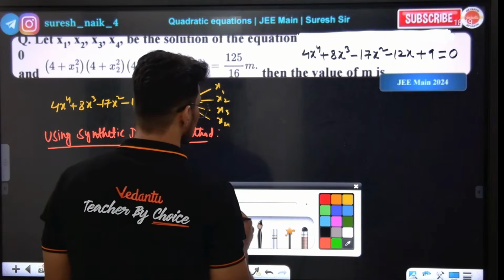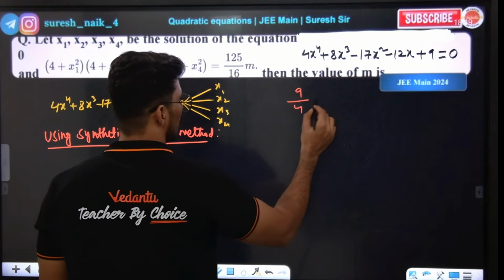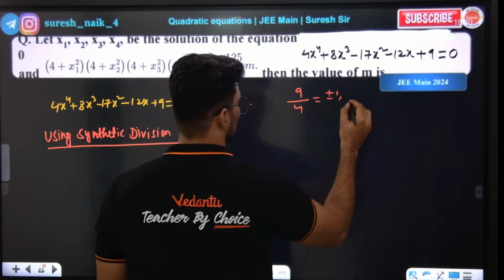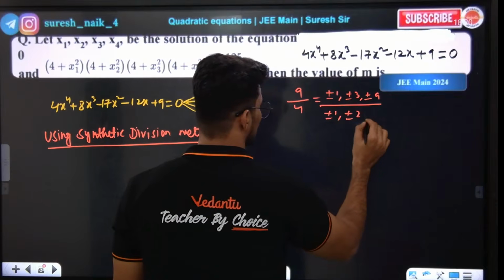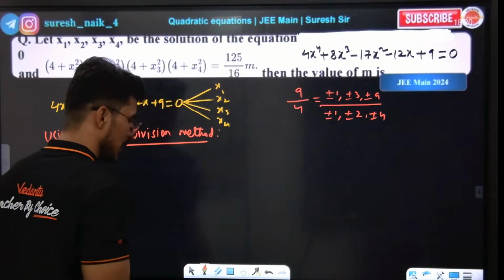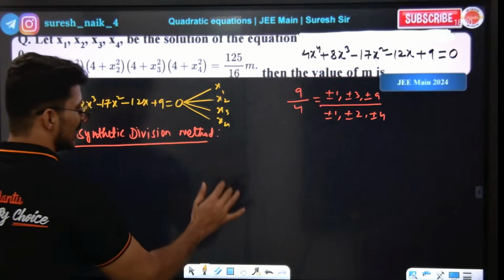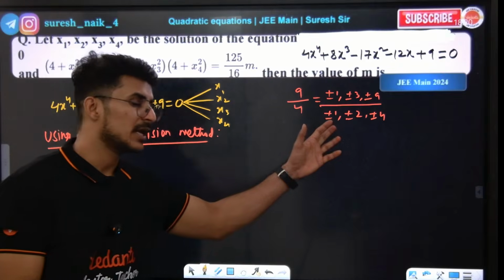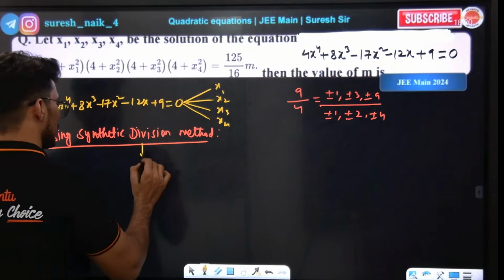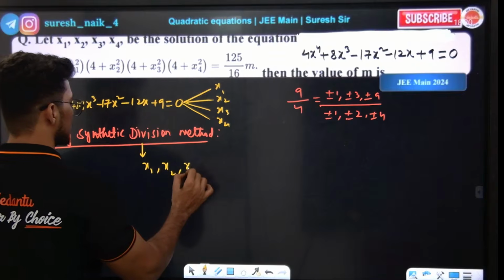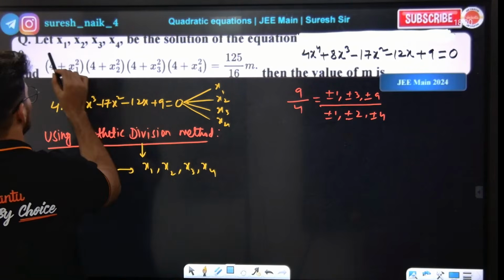What are they பாரு? First, the constant is 9. Leading coefficient is 4. Write the factors of these: plus or minus 1, plus or minus 3, plus or minus 9, divided by plus or minus 1, plus or minus 2, plus or minus 4. You take the possibilities and by trial and error method find out the first root. By using synthetic division method, you need to find out x1, x2, x3, x4. இது find out பண்ணீங்க substitute பண்ணி you need to compare with this, that's it.